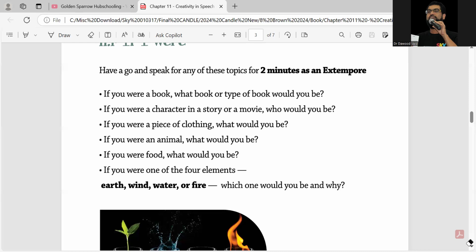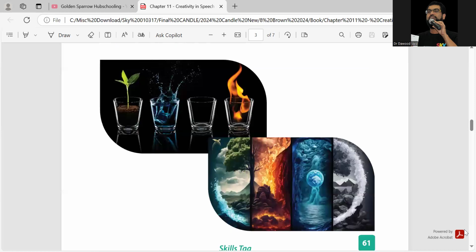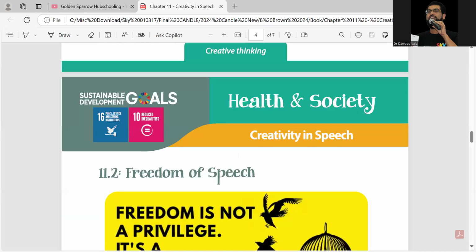And I'll say, okay, now get four elements to these four different individual celebrities. There's so much variety. The idea is creative speaking is all about having the right conversation. Let's move to activity number two, which is called freedom of speech.